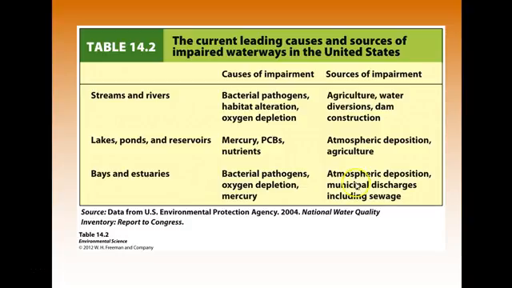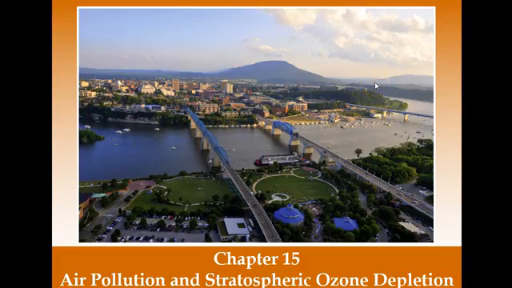And here we see basically cause and source. This is a good little chart to look at to get an idea of where particular things like pathogens, metals, and oxygen depletion are the result of. Right, that's it for our water pollution. We'll talk a little bit more about some of the specifics from that in class.